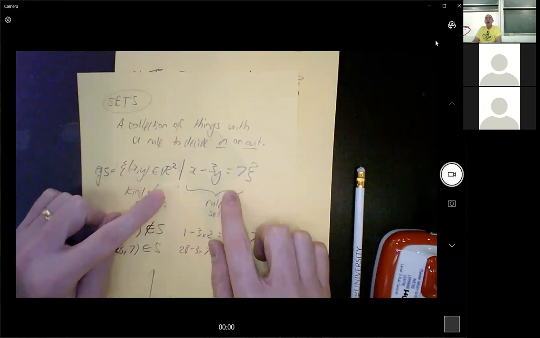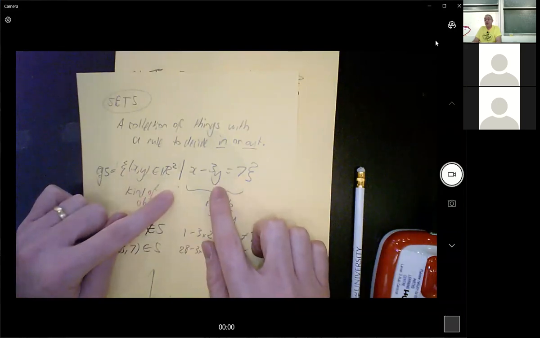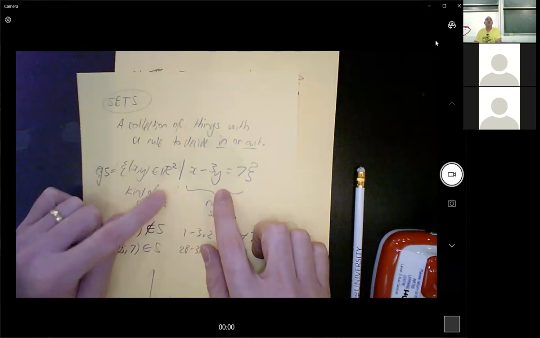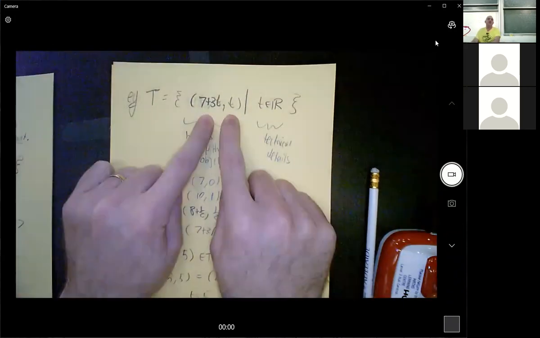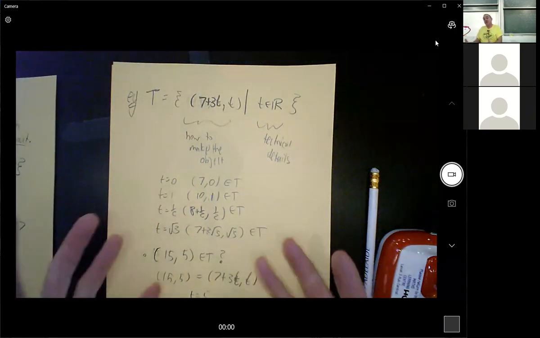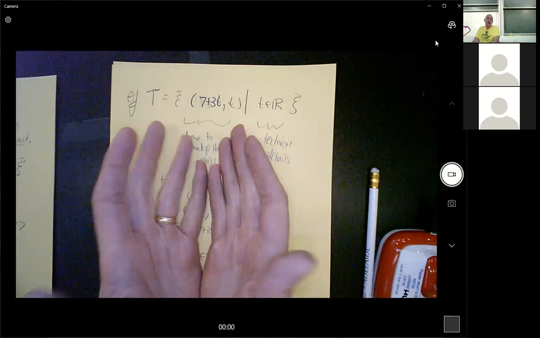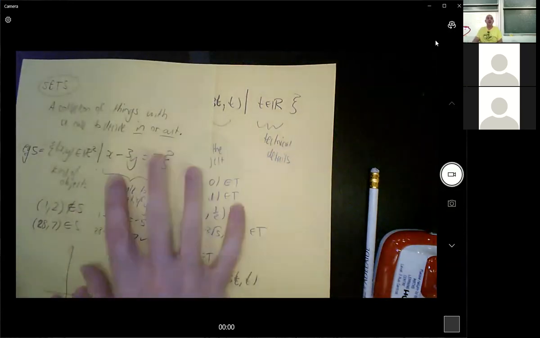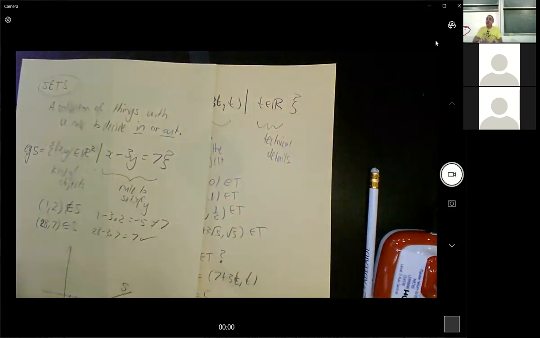If I said to you, come up with a point that satisfies the equation x minus 3y equals 7, you're going, oh, the y could be 0 and then the x would be 7. Great. But you'd have to think about it. Whereas this one, you can come up with points that are in this set, as many as you want. Just keep picking values of t. But it's difficult to tell if things are in this set or not. And this tension between these two things is one of the big issues of linear algebra.